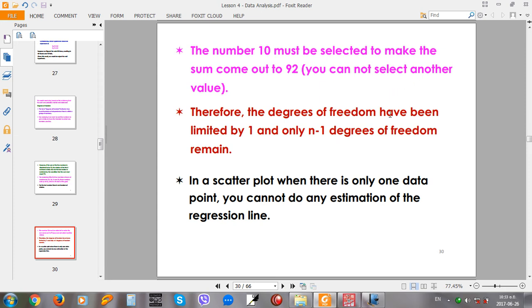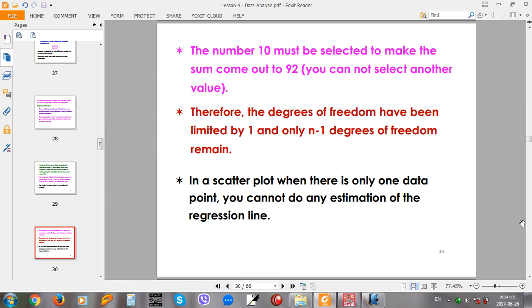Therefore the degrees of freedom have been limited by 1, and only n minus 1 degrees of freedom remain. So if we are doing a test with n trials, what is our degrees of freedom? One does not have freedom. It means our degrees of freedom is n minus 1. If the number of trials is n, then the degrees of freedom equals n minus 1. In a scatter plot, when there is only one data point, you cannot do any estimation of the regression line.